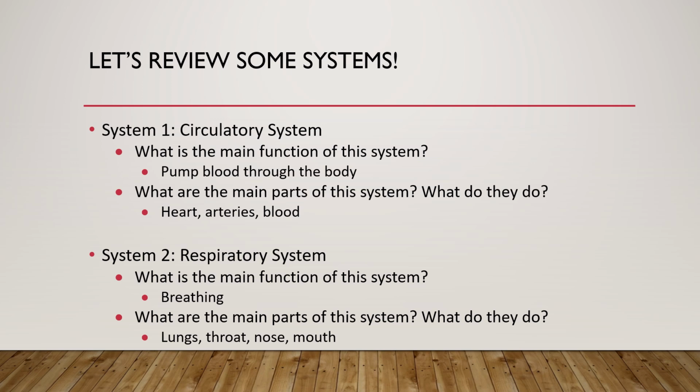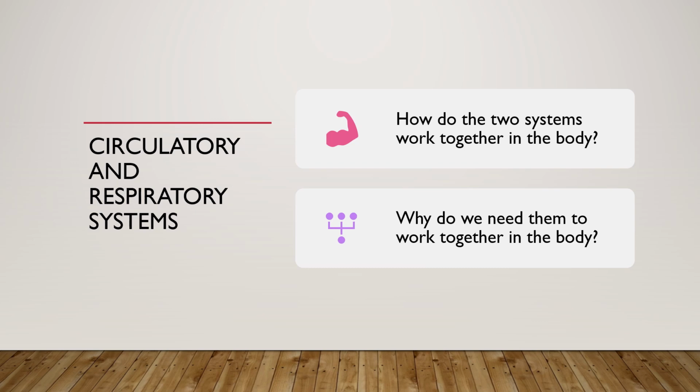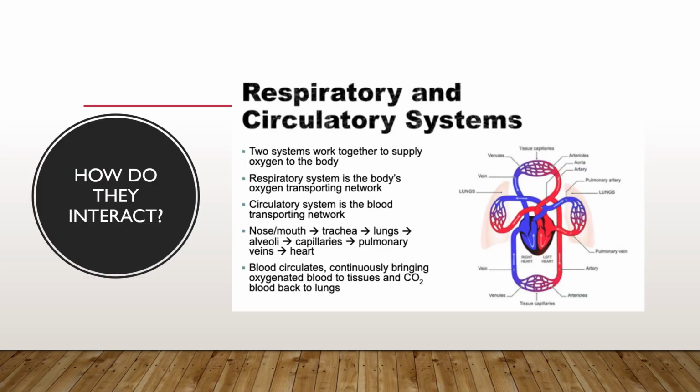Now we need to talk about how they interact, and then why we would need them to work together. So here's a diagram that I found on Google. You are going to have to do something similar, where you have a picture representing how your two body systems interact when you eventually do your body systems project. So if we look at this picture and these bullet points, our two systems work together to supply oxygen to the body.